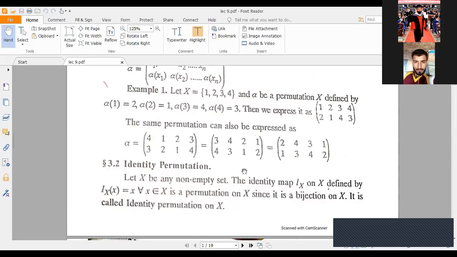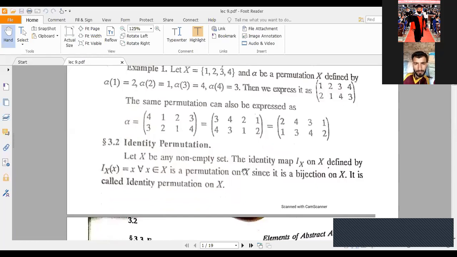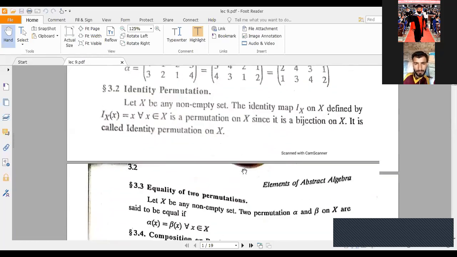Now, another is the identity permutation. What is the identity permutation? It means 1 is mapped to 1, 2 to 2, 3 to 3, 4 to 4. It means f of x equals x, or I of x equals x. Such a permutation is called the identity permutation, same as the identity function.